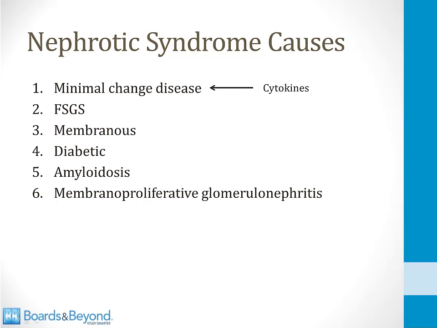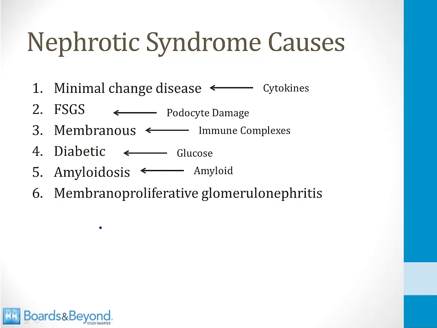So in minimal change disease, cytokines disrupt the podocytes and lead to effacement of the podocytes. In FSGS, there's an unknown trigger that leads to podocyte damage. In membranous nephropathy, there are immune complexes which damage the podocytes and basement membrane. And then finally, in diabetes and amyloidosis, either glucose or amyloid proteins are damaging the podocytes and the basement membrane. And that concludes our module on nephrotic syndrome.